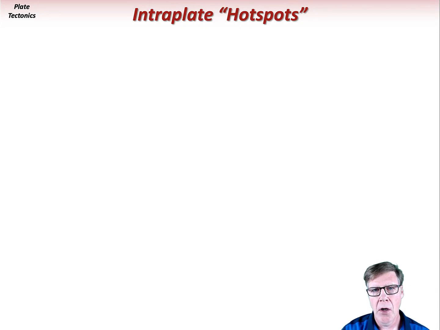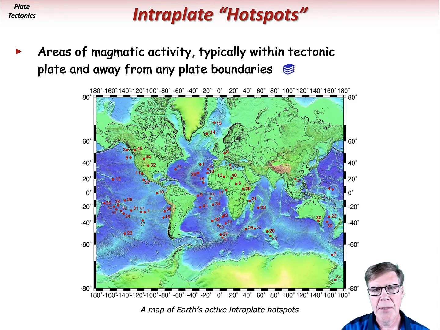Intraplate hotspots are areas of magmatic activity that typically occur within a tectonic plate and away from the plate boundary, but not always. These occur within both oceanic and continental plates. This map here shows the distribution of dozens of them. You can see they're spread between continental areas and oceanic areas. Most occur within the plate, like the Pacific Plate here, but some actually occur very close or on a plate boundary, including Iceland, which sits right on the Mid-Atlantic Ridge. But most are within the plate, so intraplate.